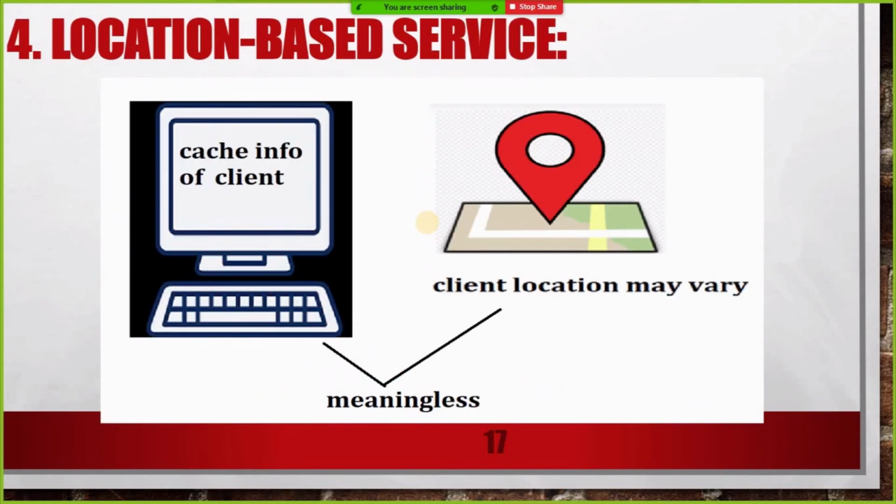Now next we have location based service. I have already mentioned this point. Client location may vary, and if the client moves, then the location dependent cache information may become useless. That is, if there is previous info or cache stored on the basis of location, then that information may become useless or meaningless if the client moves to another location. I hope you are familiar with the term cache. The information is stored in cache so that next time it will take less processing. But if the client moves to another location, then that cache information may become meaningless.